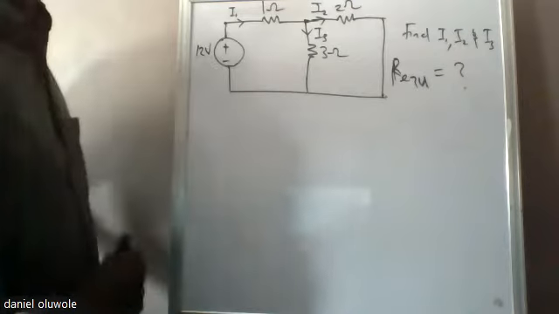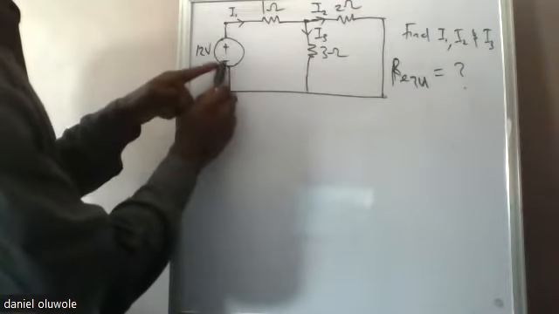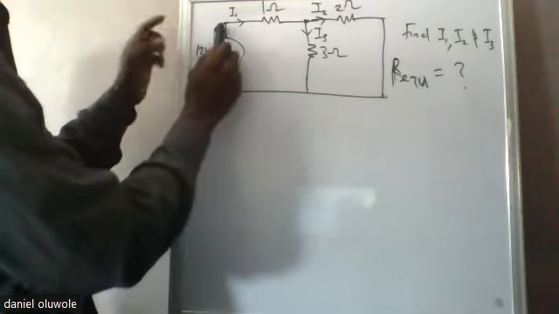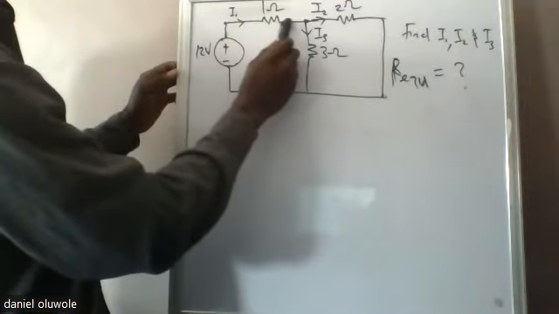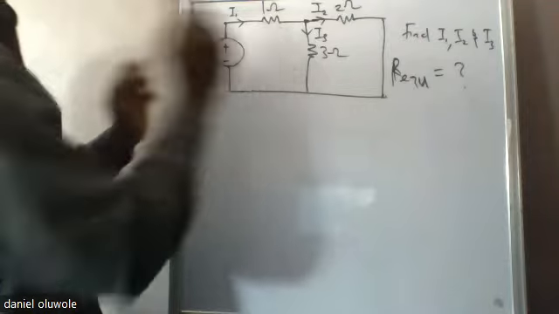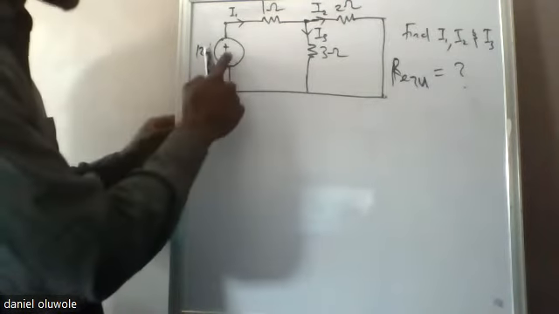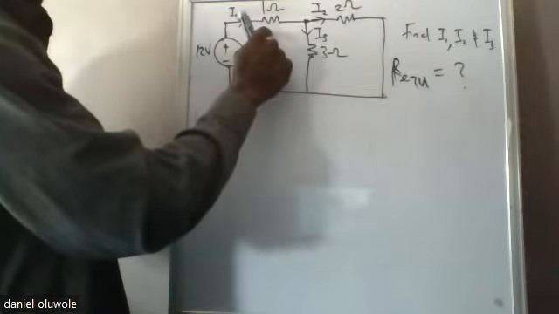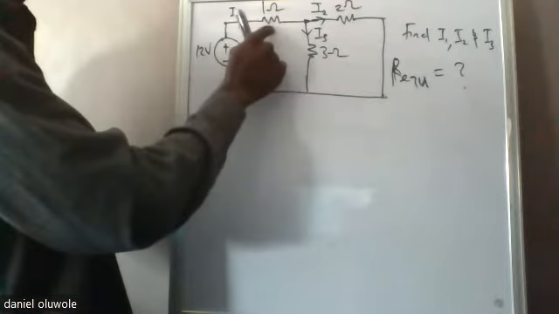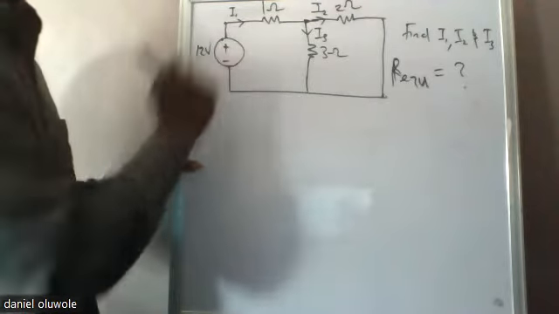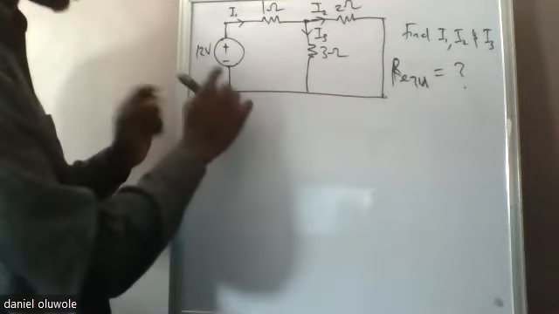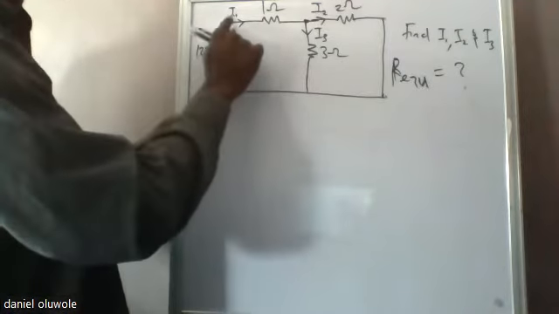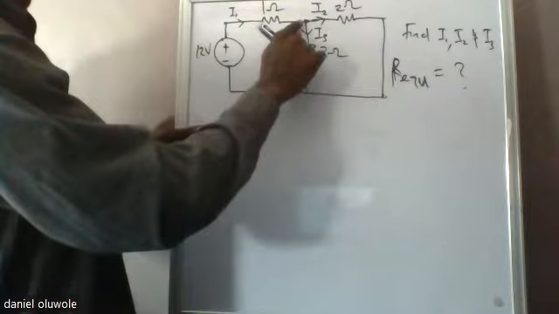This is our source of power. Current is going to flow out of this voltage source into this 1 ohm resistor. The current that is coming out of this voltage source is the same current flowing through 1 ohm. So you can say that 1 ohm is in series with the voltage source, because the same current that comes out of the source is the same current flowing through 1 ohm.